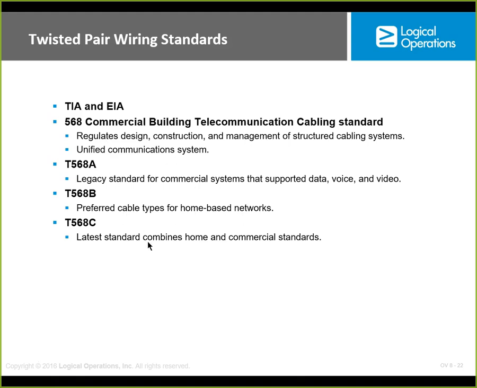So TIA, EIA, a commercial standard, A, legacy standard, B is the preferred cable type, C is the new standard, and that's I think where we need to go with those. What they do, they tell us what order the wires go in order to make twisted cable wiring.